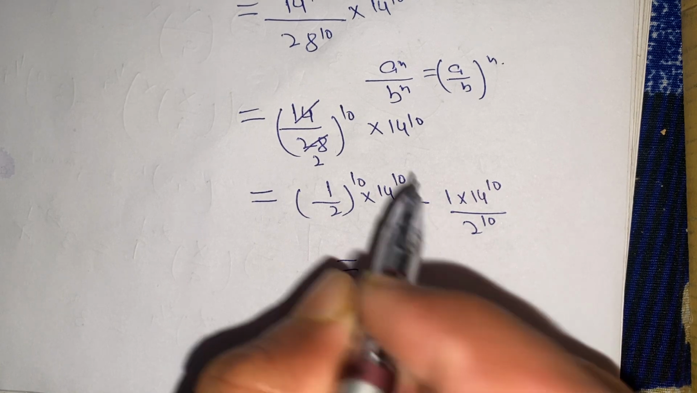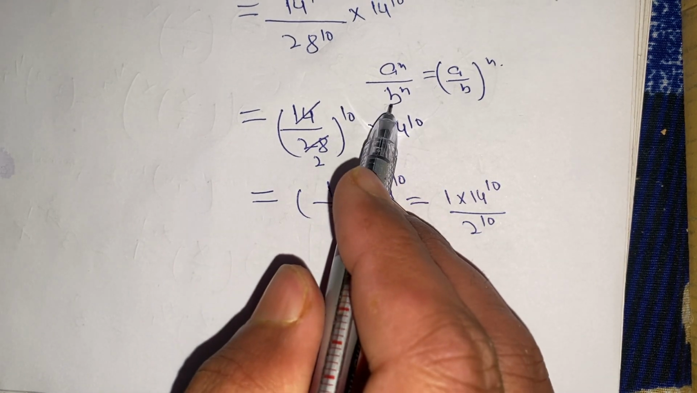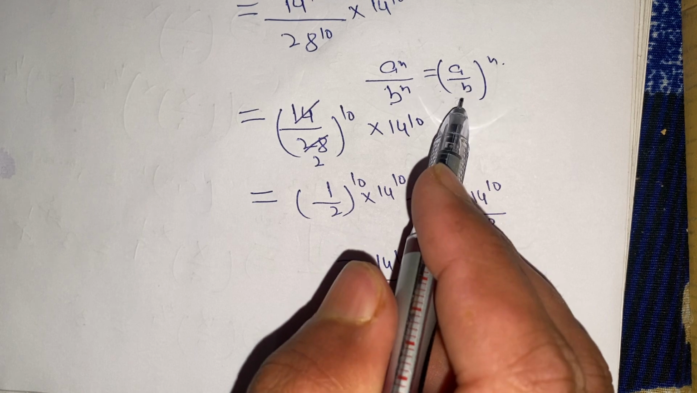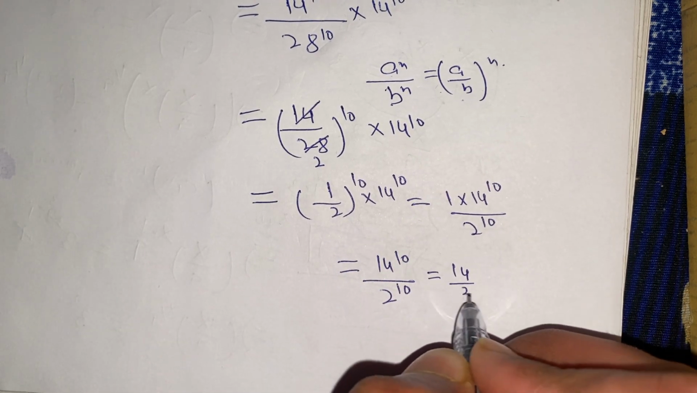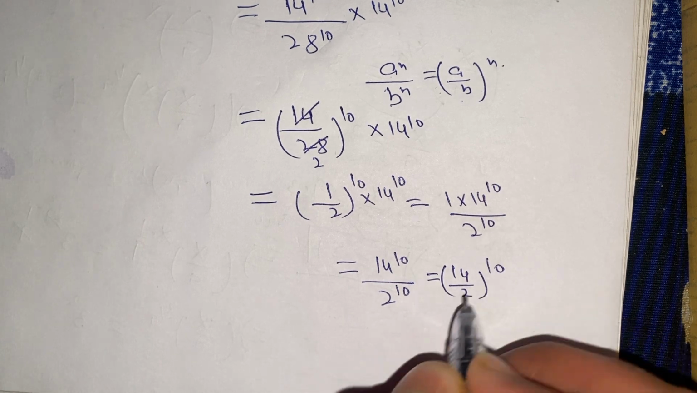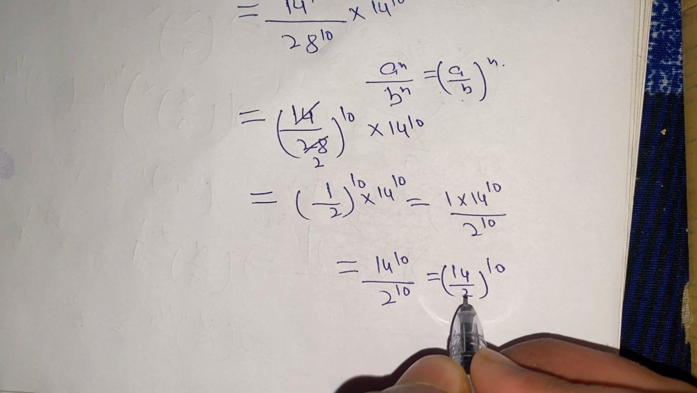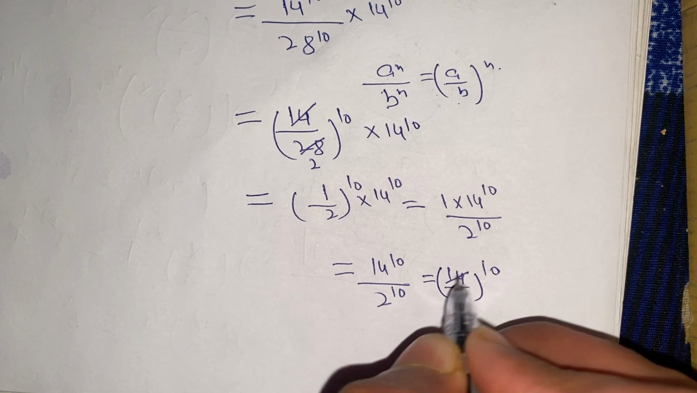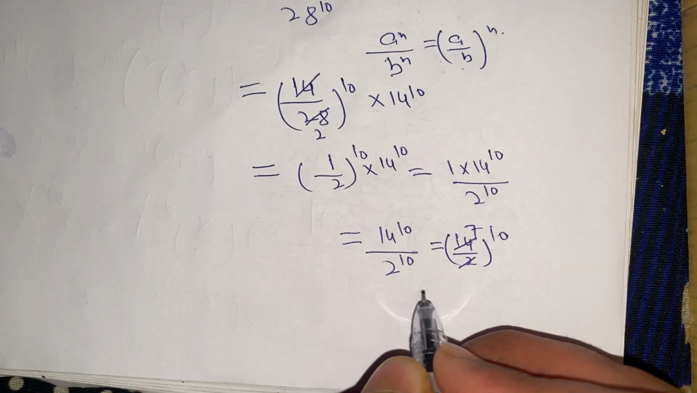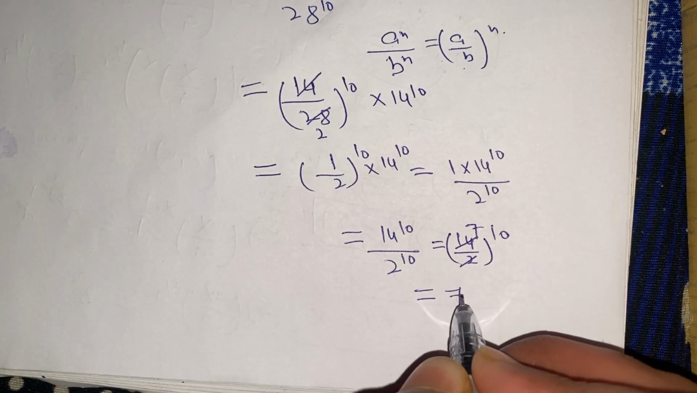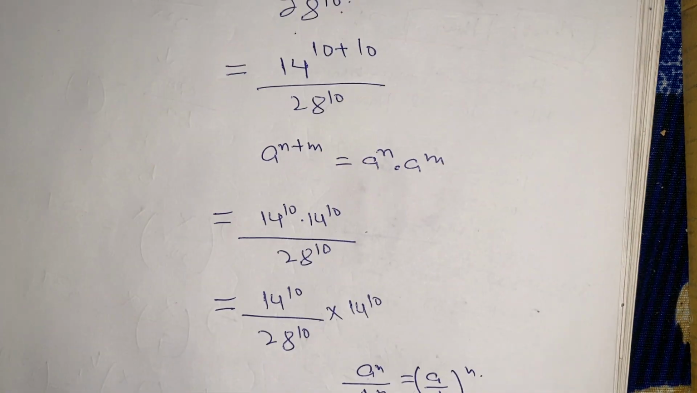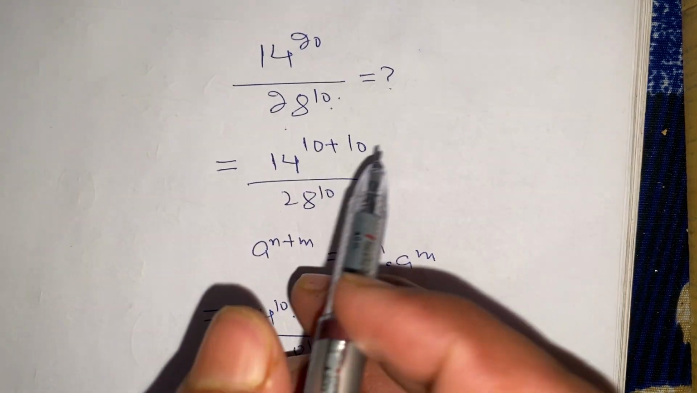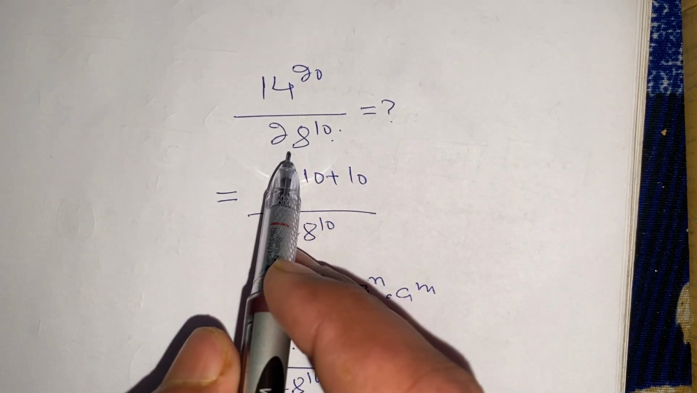Now we use the same identity, a power n divided by b power n is equal to a divided by b whole power of n, which implies 14 over 2 and whole power of 10. Now we can cancel out 14 with 2, and 2 times 7 becomes 14, which implies it is equal to 7 power of 10. Thus the simplest form of 14 power 20 over 28 power 10 is equal to 7 power of 10.